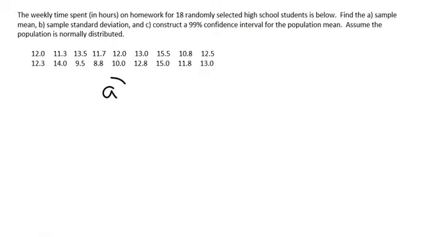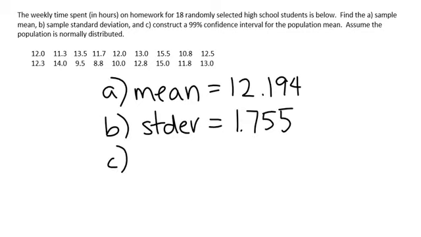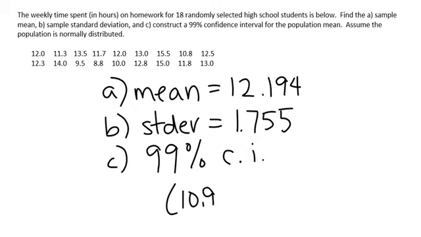So again, we found using Google Spreadsheets that the mean was equal to 12.194, the standard deviation was equal to 1.755, and the confidence interval for a 99% level of confidence was equal to 10.996, 13.393.